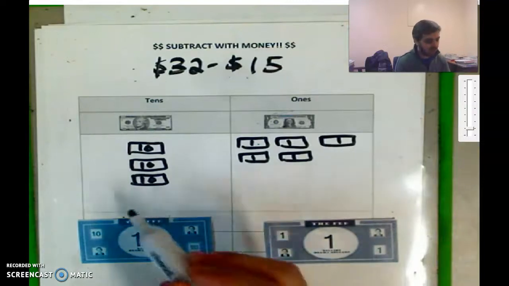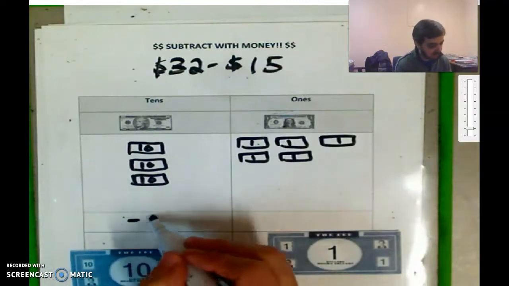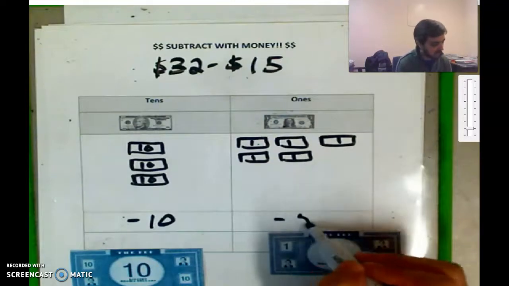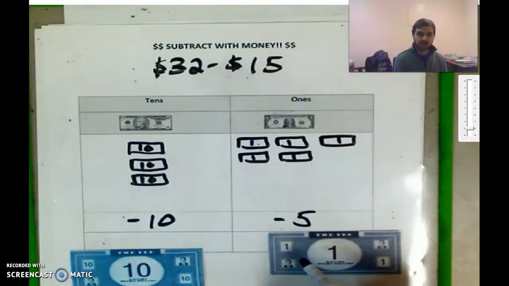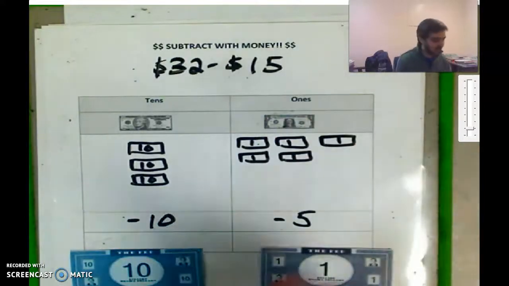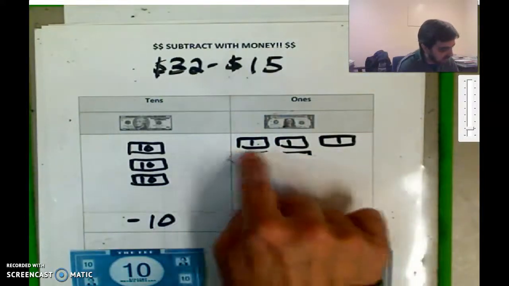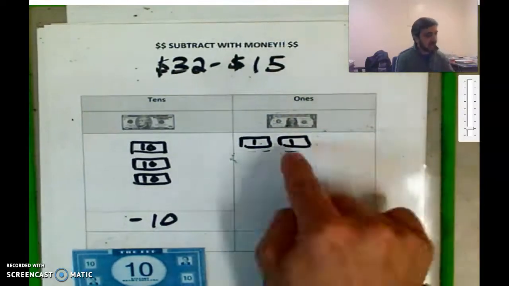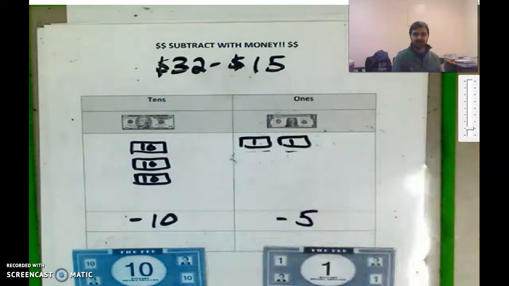Okay? Now we're subtracting 15. We're taking away a 10 over here and 5 1s over here. Okay? Oh no, sorry. I made a mistake. Did you catch it? No, we don't have 35 over here. We have 32. Okay. So we have 32 minus 15. All right, so same thing that just happened.